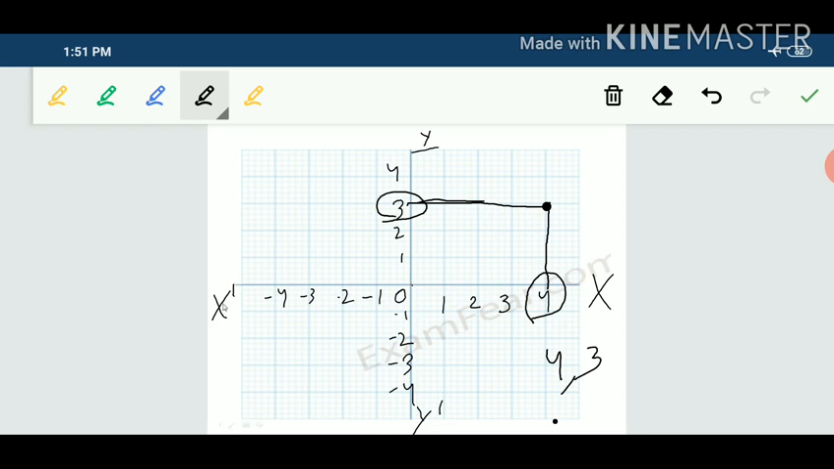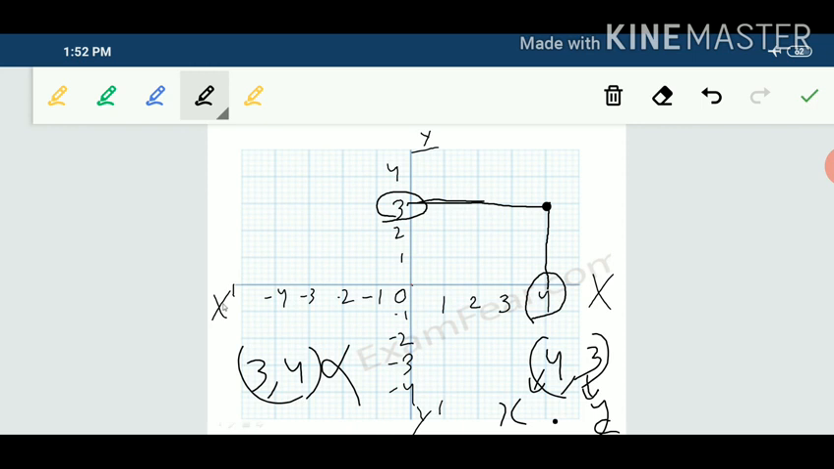So the position of this point is (4, 3). Now one question is raised: can we write it as (3, 4)? No, it is wrong. When we write the position of the coordinates, we always write first the position of the x coordinate and the second the position of the y coordinate.